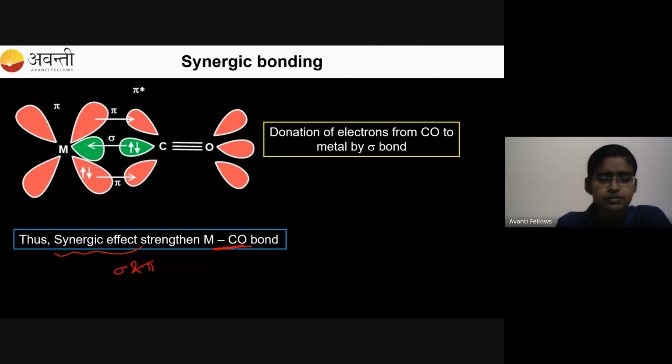Any doubt? If it is clear, just type yes in the chat box. Shall I move on with the next topic? Yes. Okay, Mukavan. So the next topic is applications of coordination compounds.